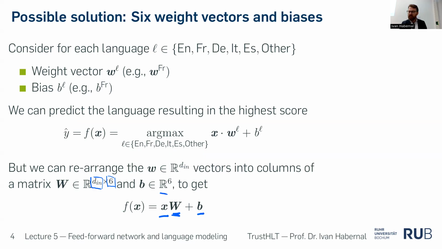So what does it mean? Maybe I should draw an example. So this is our input vector, x. And then we would multiply it with a matrix W. So this is our W.